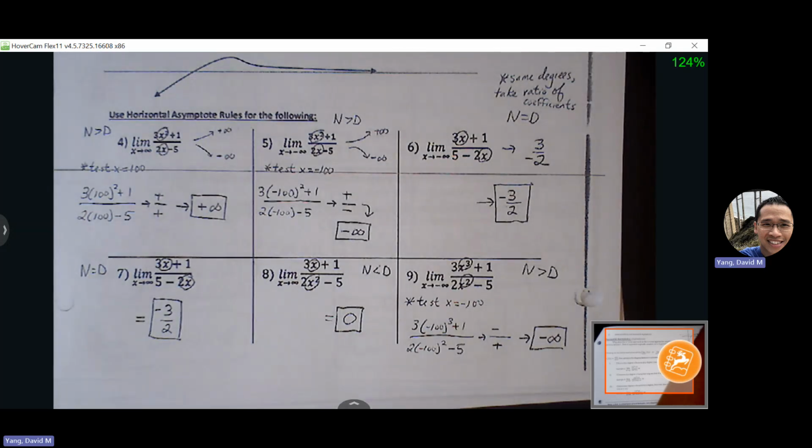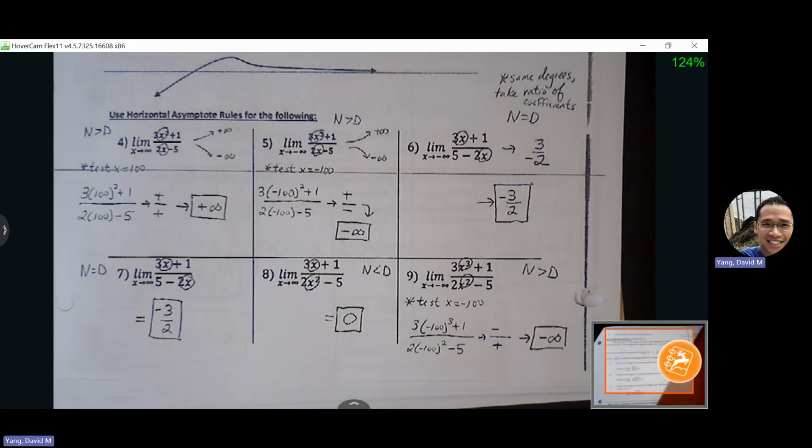You can test a larger number or you can test another large number if you want. But to me, 100 is an easy number for me to target. And then I just care about the signs. I don't care about what the actual value is. Numerator is positive, denominator is positive, so positive infinity.